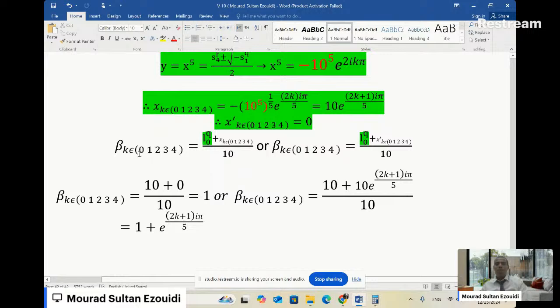So it will be beta k from 0 to 4 at 0.42 plus s substituted in 0 to 4 over 10, or it will be 0.42 plus x dash divided by 10. So it will be 10 times plus 0 is 10, divided by 10 is 1. So this has an order of 5 of multiplicity. And this one is equal to 10 plus 10 exponential to k plus 1 I pi over 5, divided by 10, which will be 1 plus exponential to k plus 1 over 5 times I pi. So these are the roots.